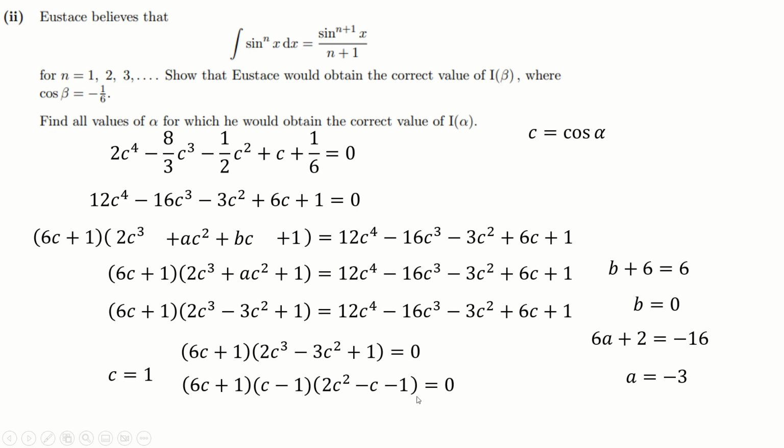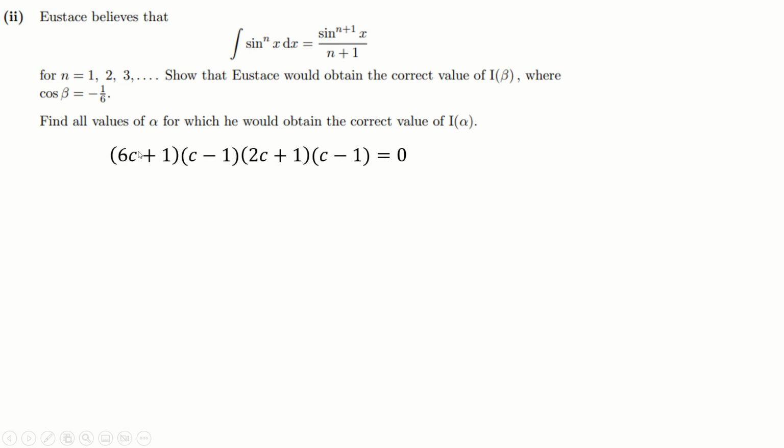It's 2 minus 1 minus 1. So therefore, we can remove another factor of c minus 1. Of course, this is just a quadratic, so you can just factorize it using GCSE maths if you want. But anyway, you get down to this factorization, which is fantastic, because now you have the solutions of c is minus a sixth, c is 1, and c is minus a half. Again, this one is just repeated, so it doesn't matter.